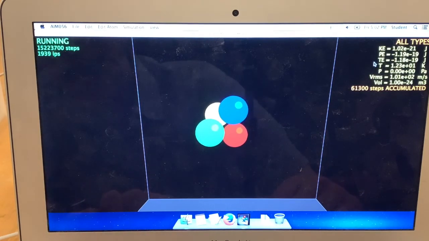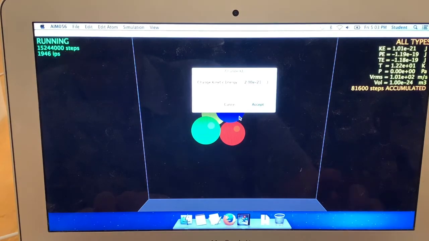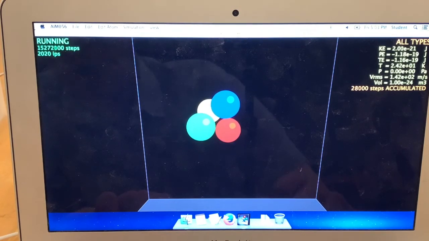All right, we're going to add the same amount of energy 2 more times and see how it affects these values. The atoms are now wiggling a little bit more. All right, let's add our final bit of kinetic energy.